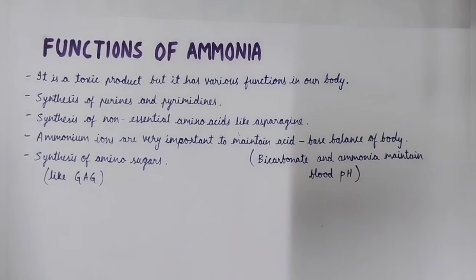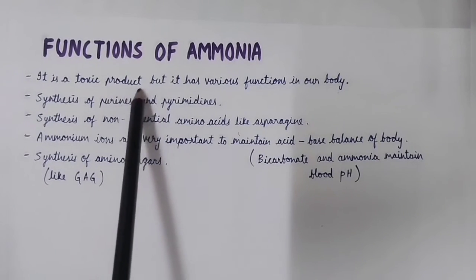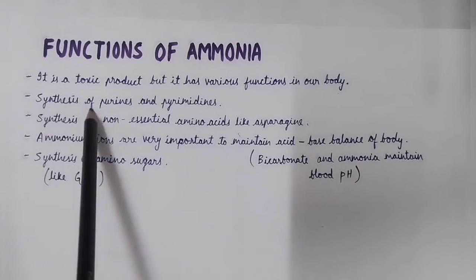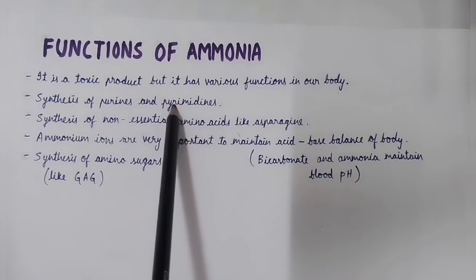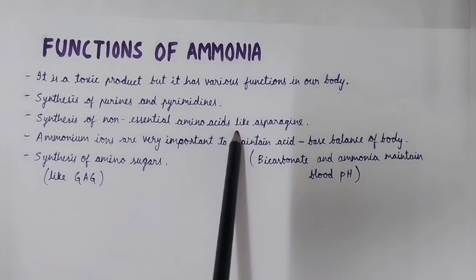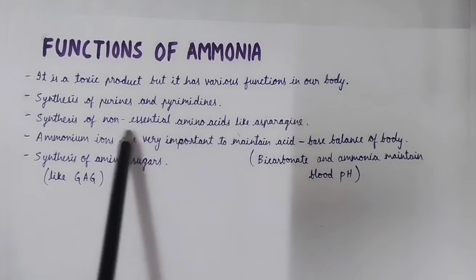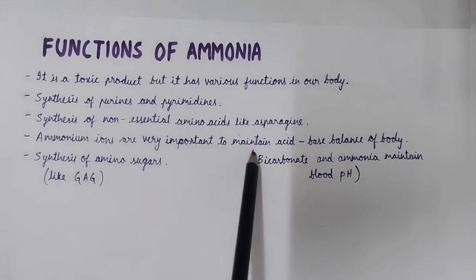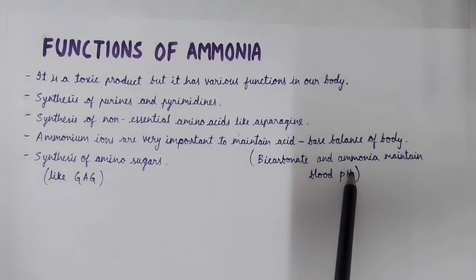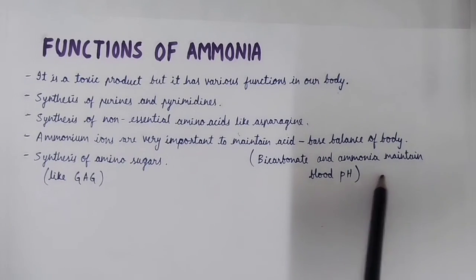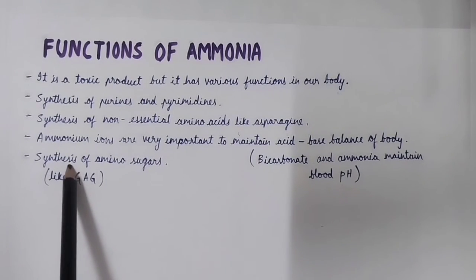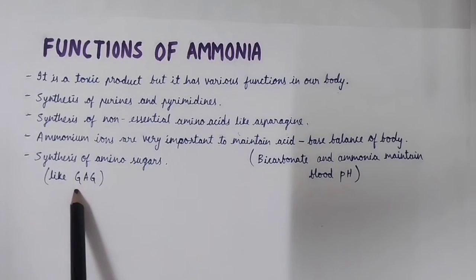Functions of ammonia. Ammonia is a toxic nitrogenous product, but it has various functions in our body. It is involved in the synthesis of purines and pyrimidines. It is also involved in the synthesis of non-essential amino acids like asparagine. Ammonium ions are very important to maintain acid-base balance in our body. Bicarbonate and ammonia act as a chemical buffer to maintain blood pH. Also, they are involved in the synthesis of amino sugars like glycosaminoglycans.